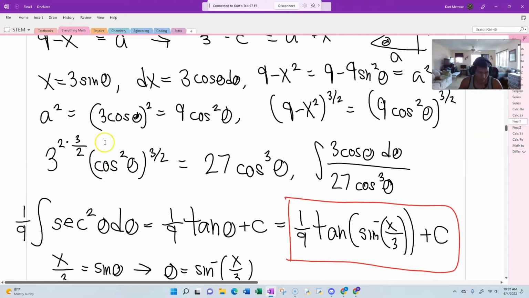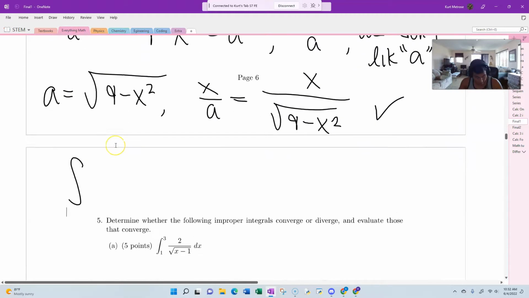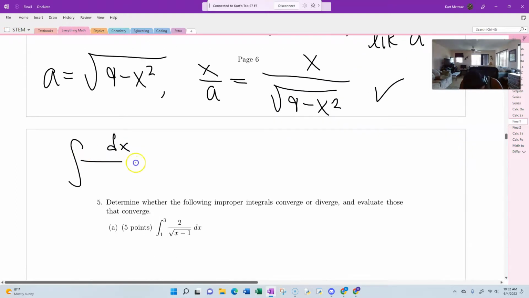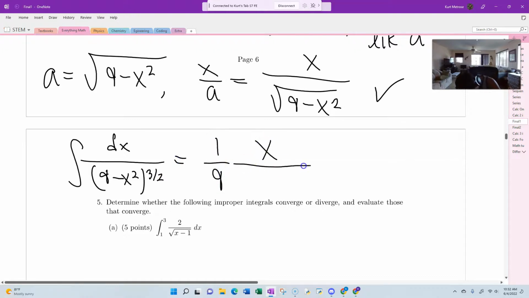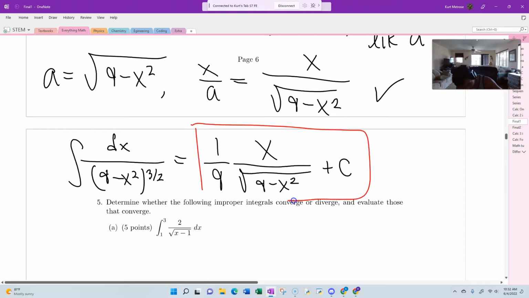What was our original integral? I think it was, yeah. Our original integral was this, right? 9 minus x squared to the 3/2. And then your final answer turns out to just be this thing. This is your final answer, and it was kind of confusing to get here because there's a lot of manipulation, like I've been saying.